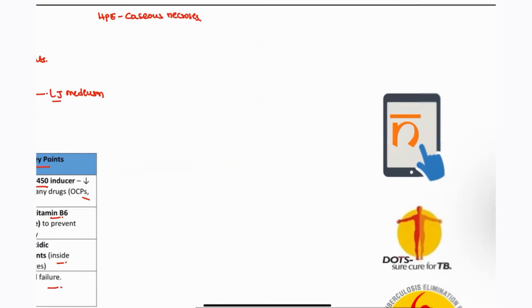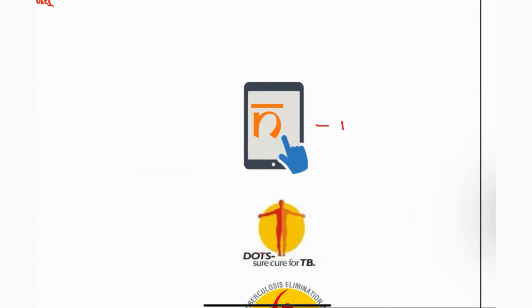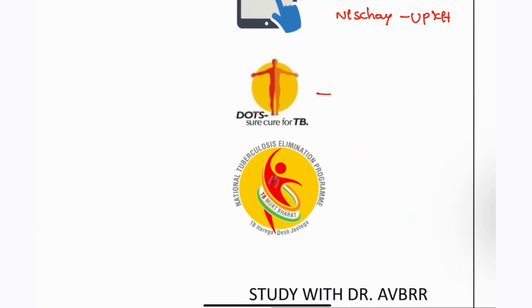Next, here you can see this is the app known as Nikshay. If you see the Nikshay, this is not the urine pregnancy kit, it is for the TB patient. And this is DOTS, which we give to patients with TB treatment by the ASHA workers. This is the logo of the National Tuberculosis Elimination Program, where you are going to see TB Mukt Bharat.